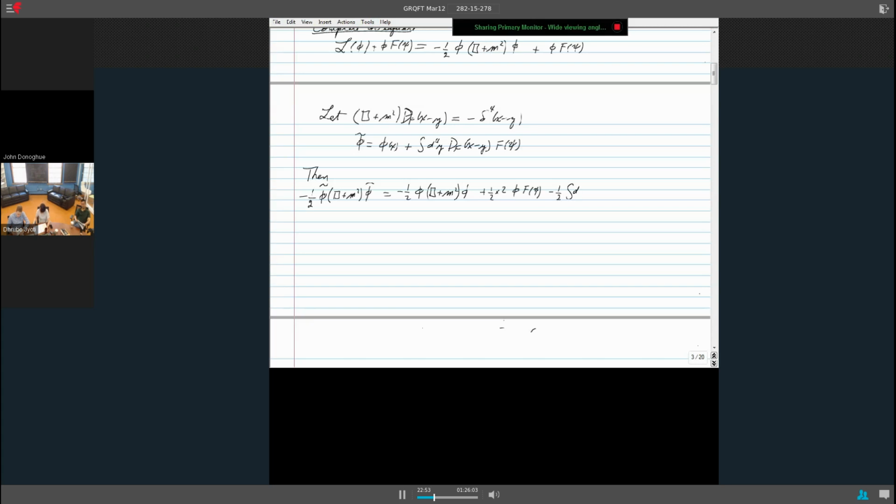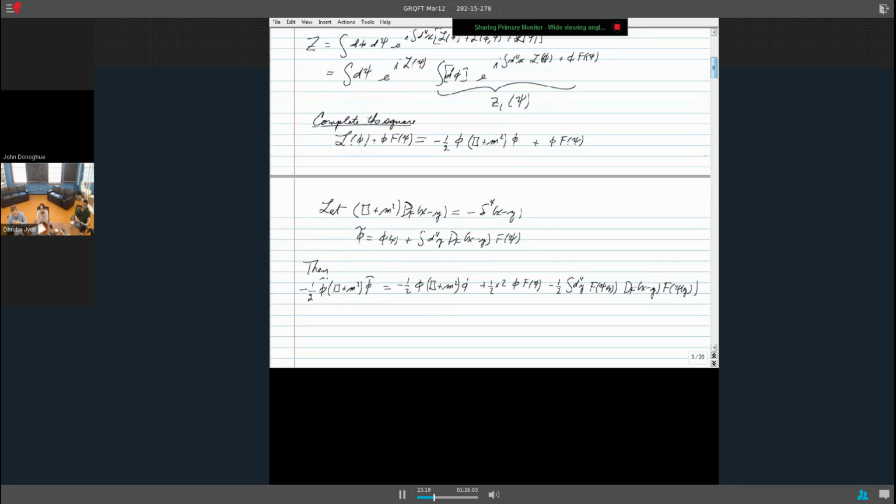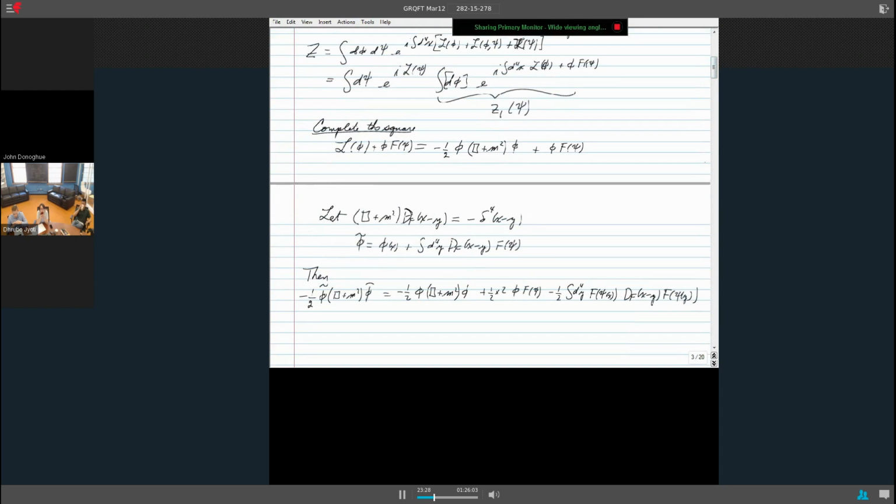Becomes phi f of psi. And then the last term has two of these guys. So it has propagator, box plus m squared, propagator. Box plus m squared kills one of them, and I get minus a half integral d4y f of psi at x, df x minus y, f of psi at y.